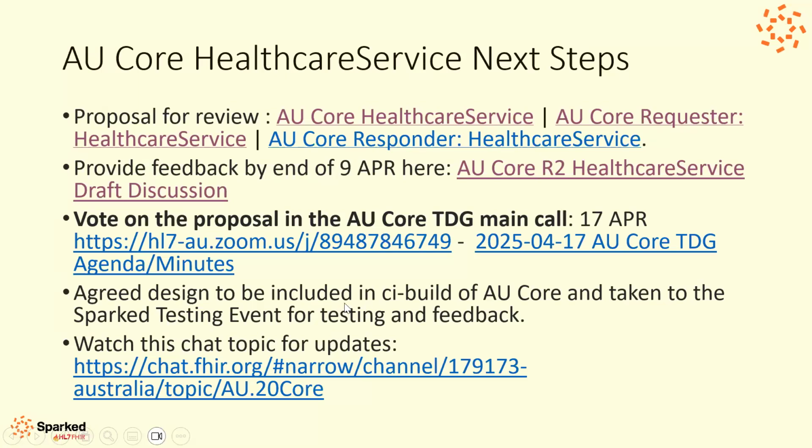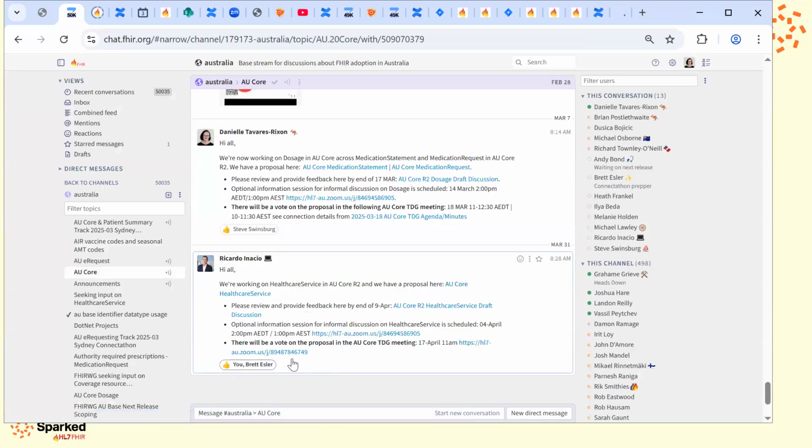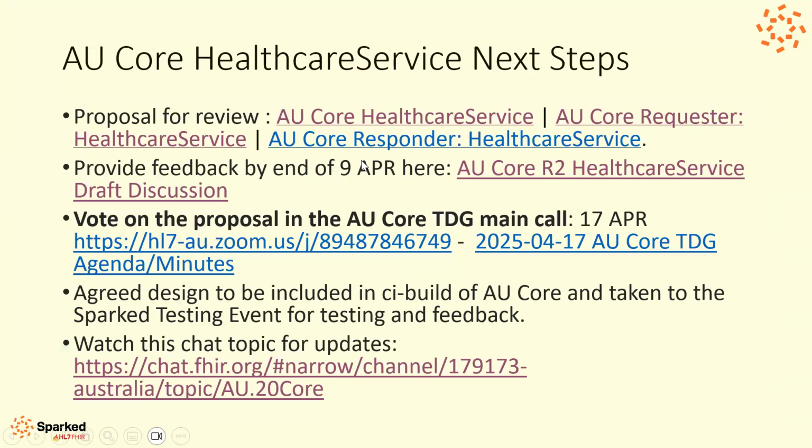Okay, so assuming we land on a position that we're all happy to go forwards with, that will then go to the Spark testing event, which we'll do some testing on, and we'll come back here for feedback for that. We'll continue to provide updates on this proposal and anything else related to it in the Zulip channel for AU Core. It's probably faster if I just use my open tab, where this has all those links here. And you can post questions or feedback or anything like that also in this channel. Does anyone have any questions about the fact there's a proposal out, or how do you respond, or anything about that?